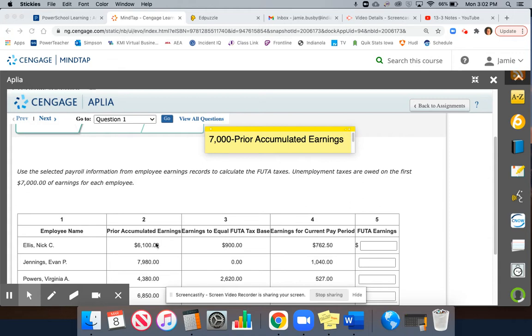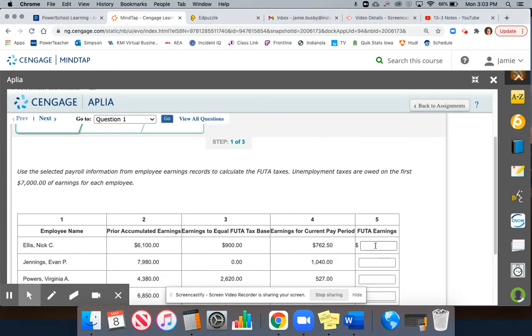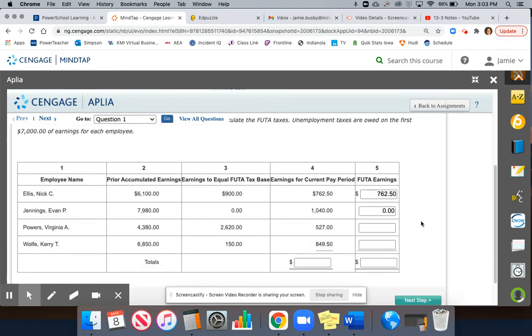So for this first employee, $6,100 that they've made, $7,000 minus $6,100, so they have $900 remaining to reach that $7,000, but they only made $762.50. So their FUTA earnings will be that $762.50. Our next employee, they've made over $7,000, so that's easy. 0 is their federal unemployment tax earnings.